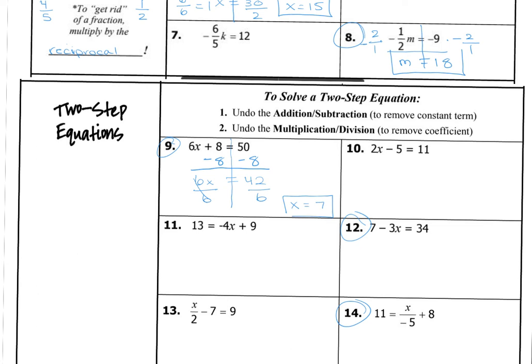For number 12, I have 7 minus 3x is equal to 34. Again, I can't move that negative 3x quite yet. I have to get rid of that 7. So since my 7 is positive, I'm going to subtract 7 from both sides. So I get negative 3x is equal to 27. All right. Divide both sides by negative 3. And I get x is equal to a negative 9.